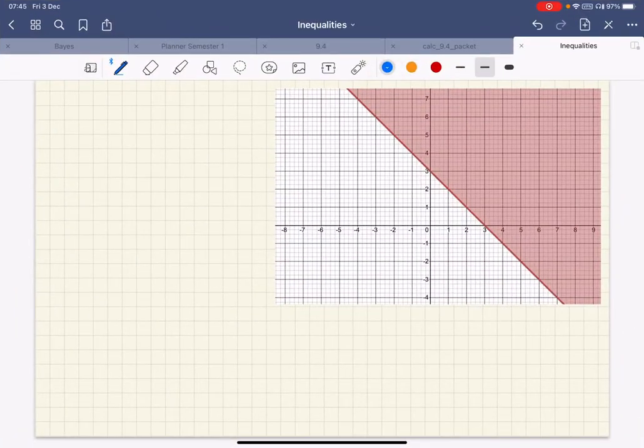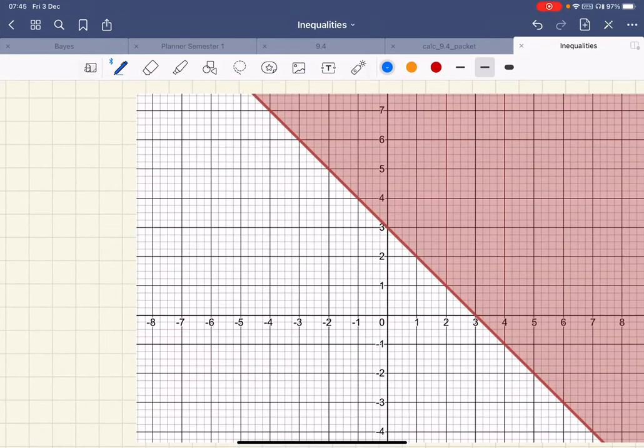So we're going to look at inequalities here, and this shaded region represents what we want in the inequality. Now what we need to do is identify the equation of this line that's drawn here. So if I just draw over this line here, that's the equation of the line I want.